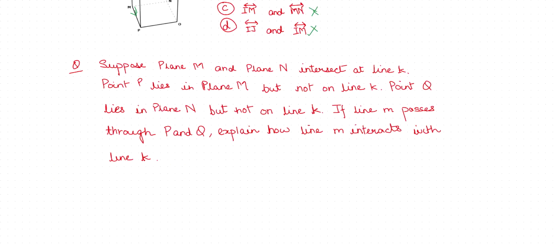This is a 3D intersection problem. Suppose planes M and N intersect at line K, and point P lies in plane M but not on line K, and Q lies on plane N but not on line K. If line M passes through P and Q, explain how line M interacts with line K. Just think over this problem and then I'll discuss the solution.